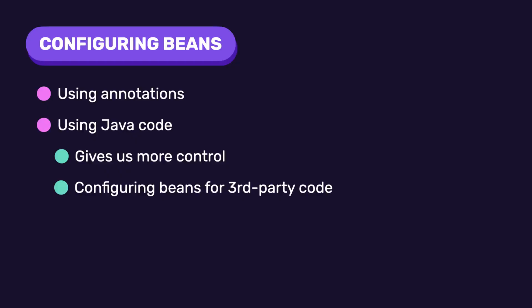Another use case is configuring beans for third-party code. If we are using third-party libraries that we can't control, we cannot apply annotations to their classes. Again, we have to use code. Let's see how this works.